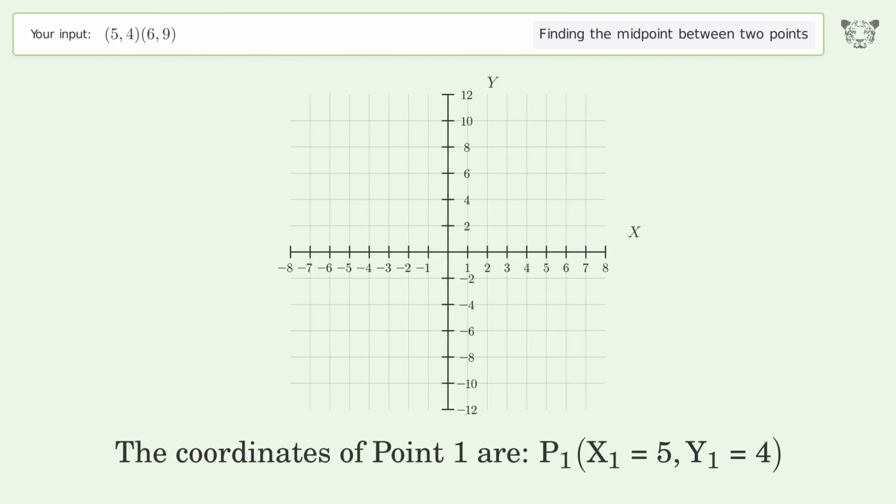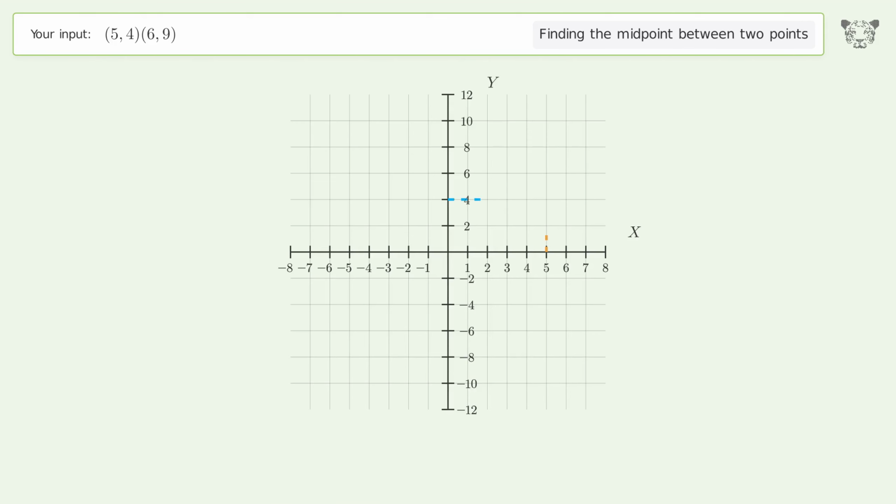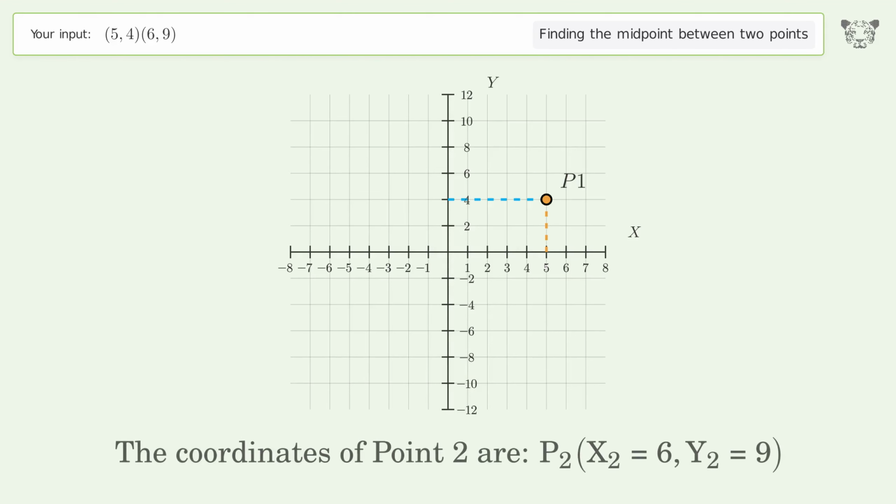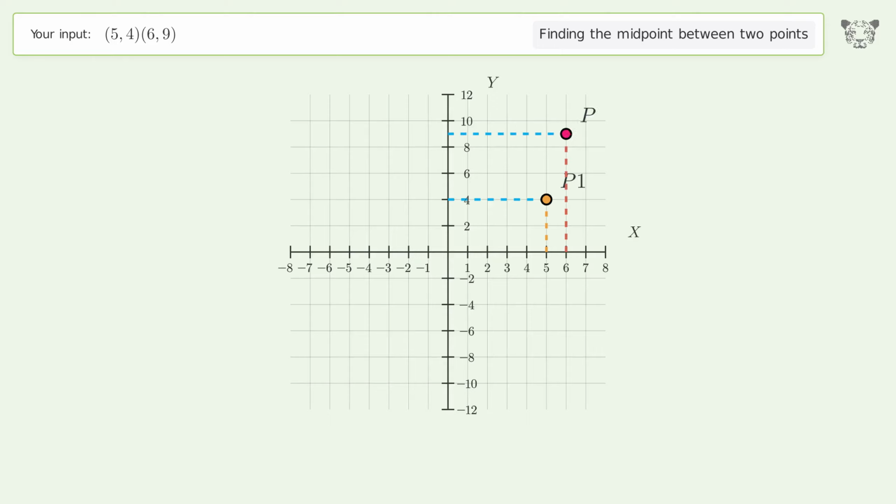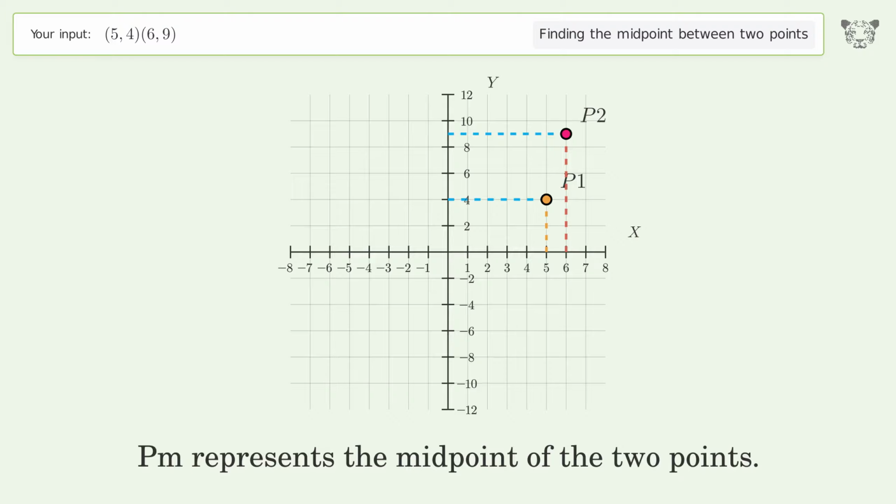The coordinates of point 1 are x1 equals 5, y1 equals 4. The coordinates of point 2 are x2 equals 6, y2 equals 9. PM represents the midpoint of the 2 points.